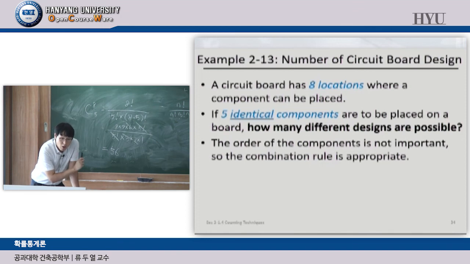Okay? So as you can see, even though we increase the number of components compared to the previous example for the permutation rule, even though we increase the components from 4 to 5, the total number of combinations is decreased because we don't care about the order.